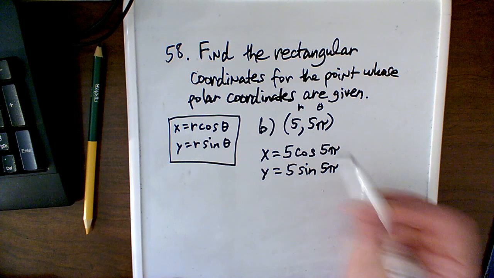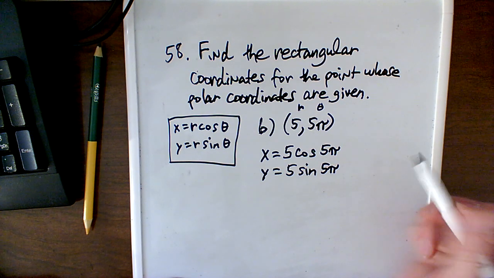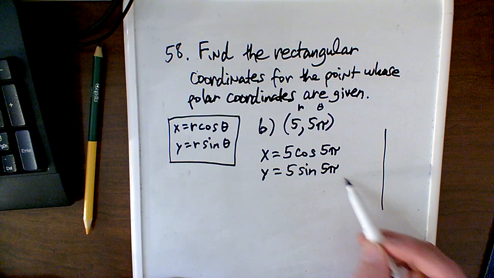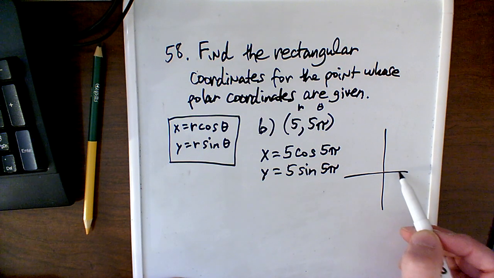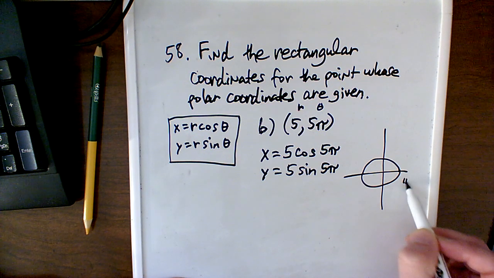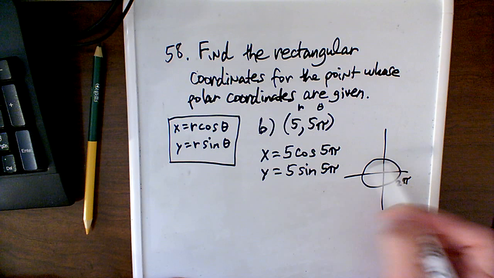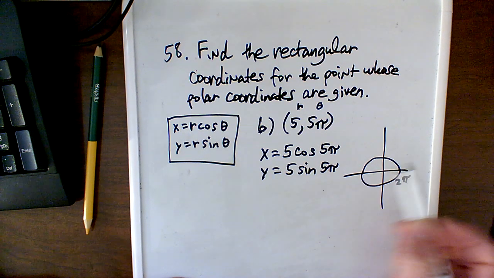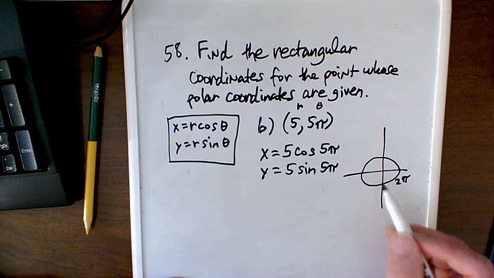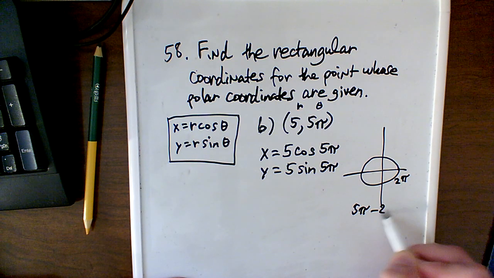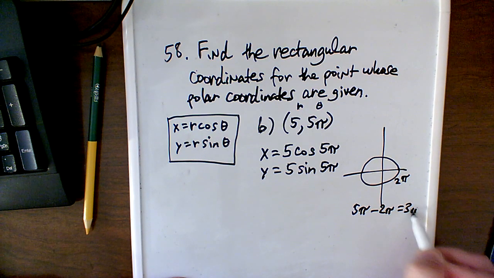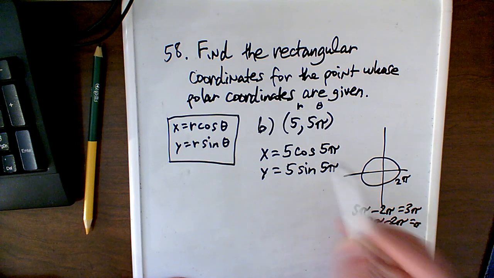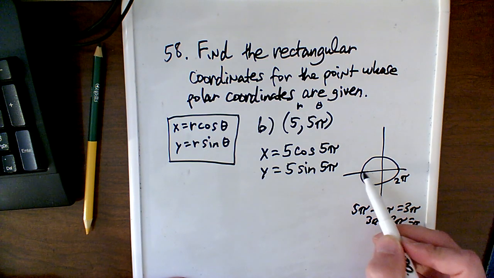Now, you're welcome to just plug this into the calculator, but another way to think of this is 5 pi. If I'm going around the unit circle, all the way around is 2 pi. If I go around again, that's 2 more pi, which is 4 pi, and then I go halfway around, that's 5 pi. So why not just subtract 2 pi twice, and we just get this to be the same as cosine of pi.